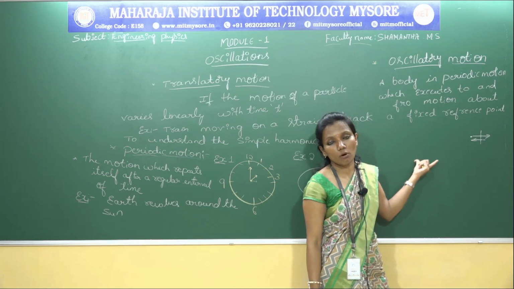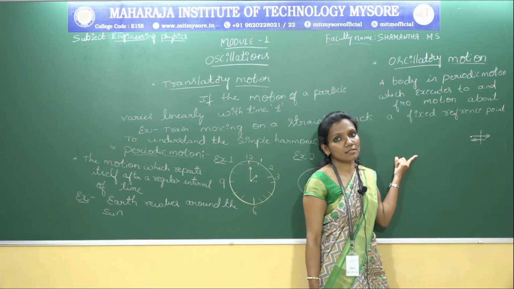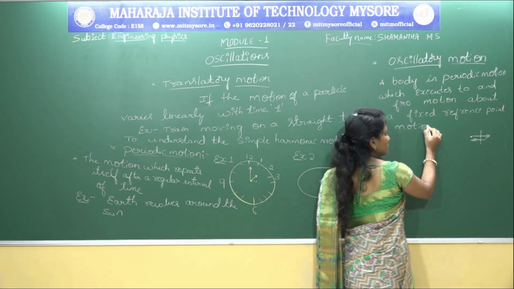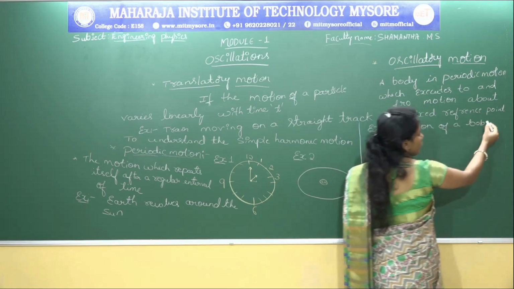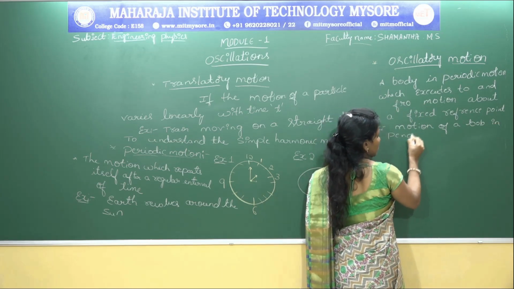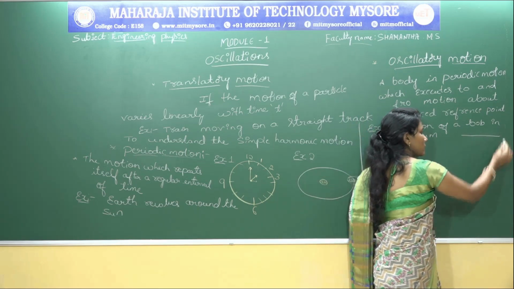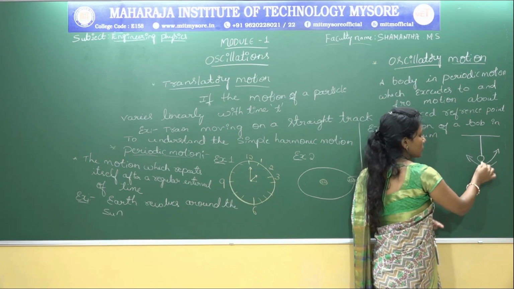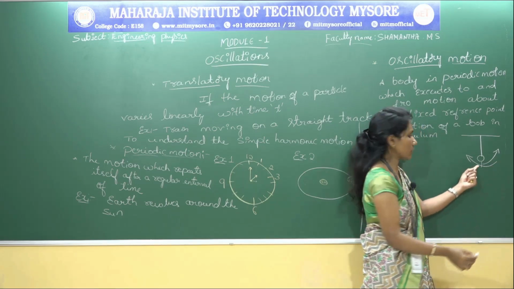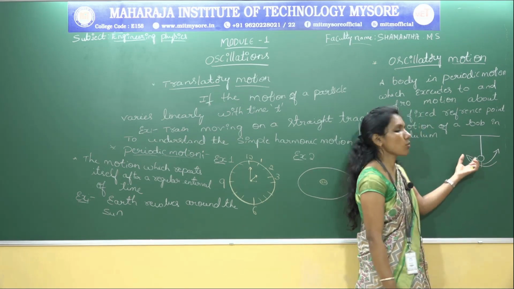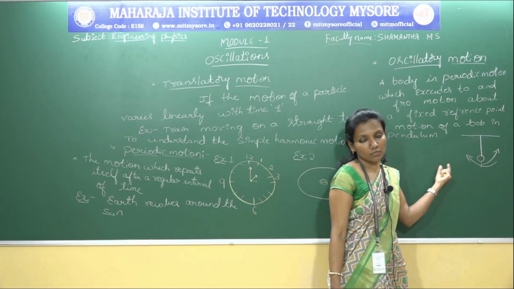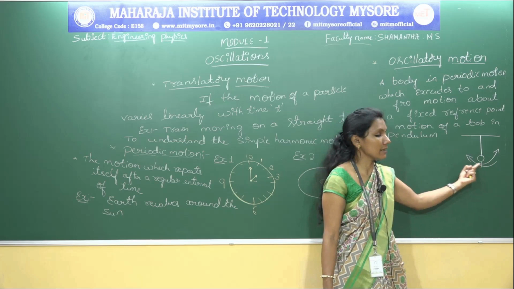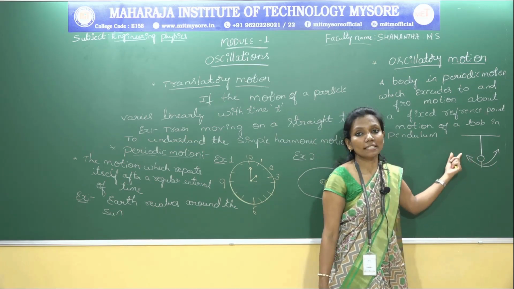The best examples are the motion of a bob in a pendulum, and a spring which is attached with a mass. Example: motion of a bob in a pendulum. If we consider one end fixed and the other end free, it will make an oscillation about this fixed point. This bob will make a to and fro oscillation. It will move and reach the extreme point and again come back in the same path. That type of motion we call the oscillatory motion.